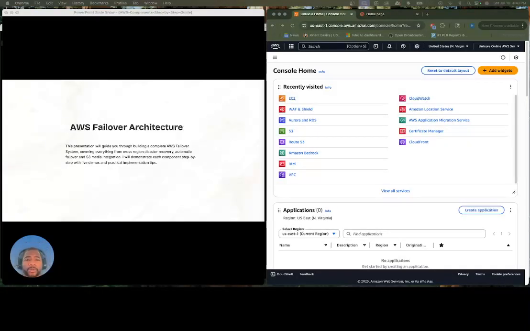Today I'm going to show you exactly how I built out this enterprise grade Magento website in AWS, complete with a cross region disaster recovery system. It has automatic failover. It has S3 media integration, along with a number of other components of AWS.